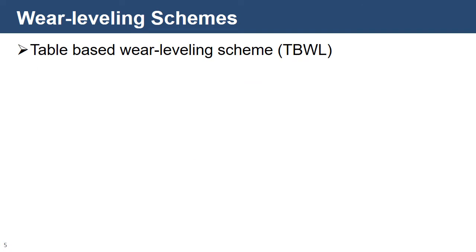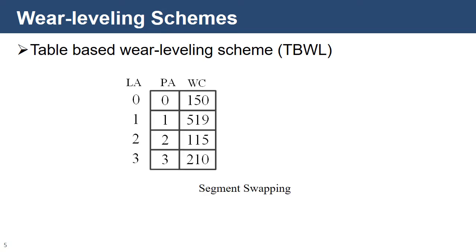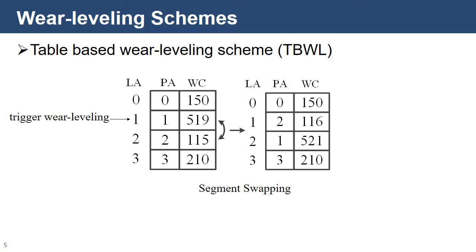Table-based wear-leveling schemes, for example, segment swapping, record the mapping relationship between a logical line address LA and its physical line address PA. When the write counter of one PA triggers the wear-leveling, segment swapping exchanges the data between this PA and the least used PA in the same region, and changes the relationship between the LA and PA. TBWL needs a huge space overhead to track the mapping relationship.